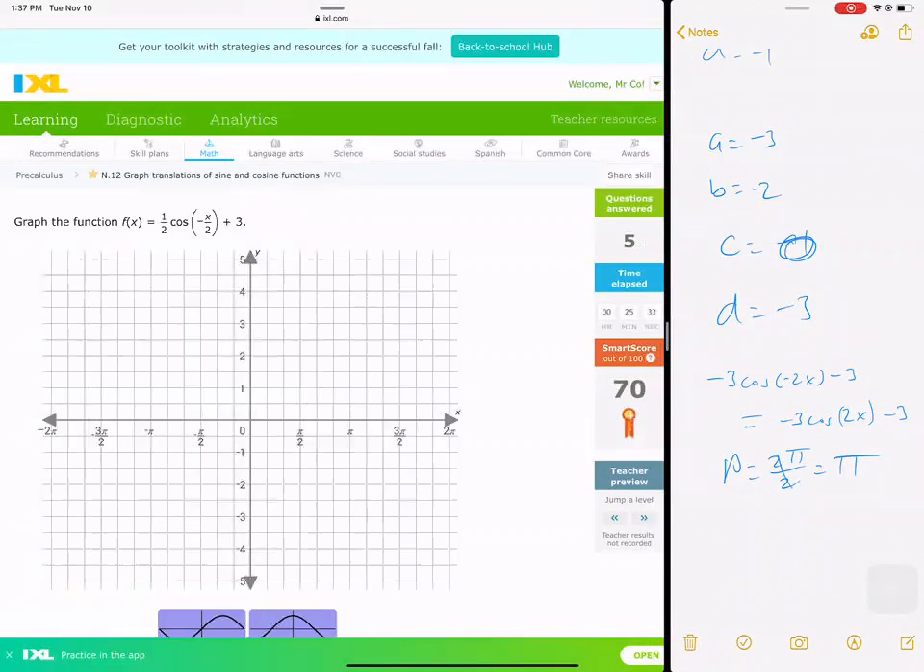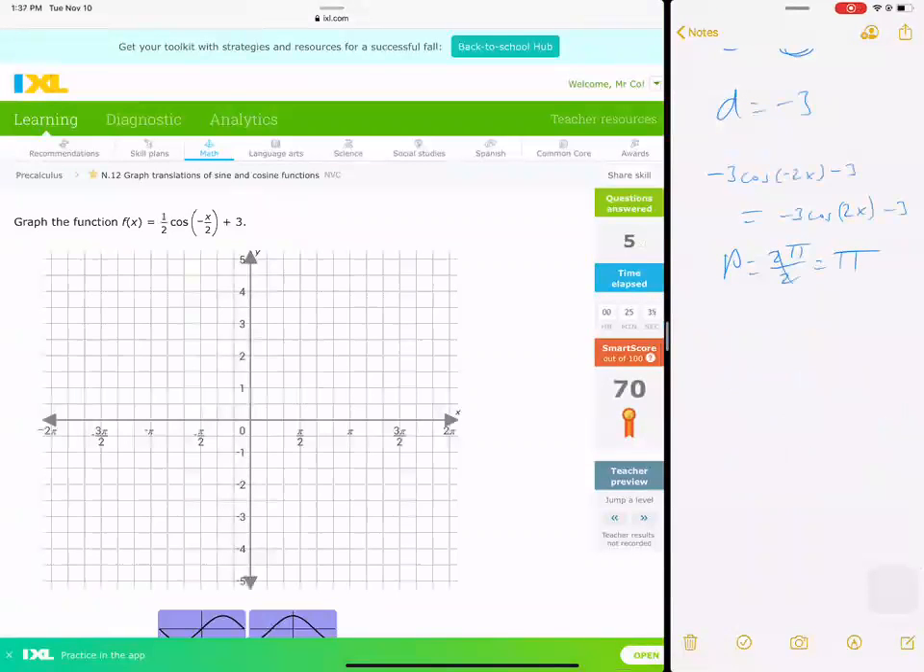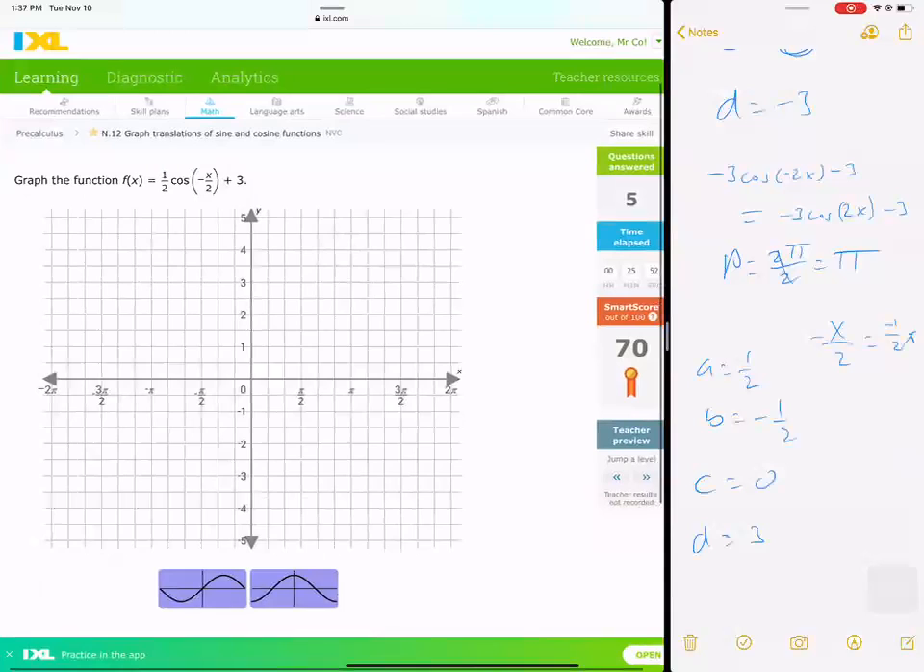Oh, let's do this one too. A is equal to 1/2. B is equal to -1/2, because it's x over 2, which is the same as 1/2 x. And don't forget the negative sign. C is 0 and D is 3. Okay, so to graph this, our D is 3. This is cosine. Let's pick out cosine. Move the center dot up to +3.